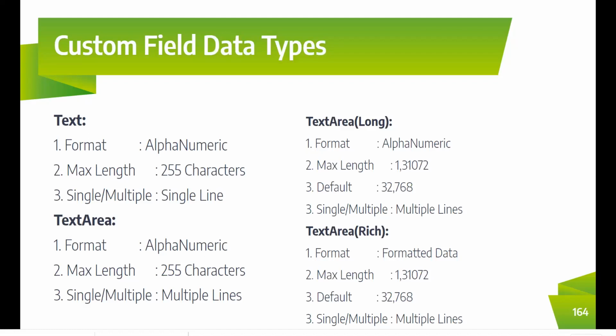So it is going to have multiple lines. Text rich area, which helps us to format the text, right? You get all the formatted icons there. So the format is going to be formatted data. Maximum length is going to be 131072. Default is going to be 32768. It is going to have multiple lines.